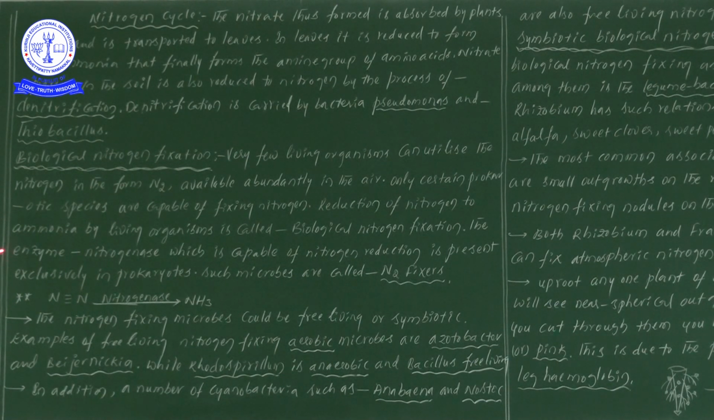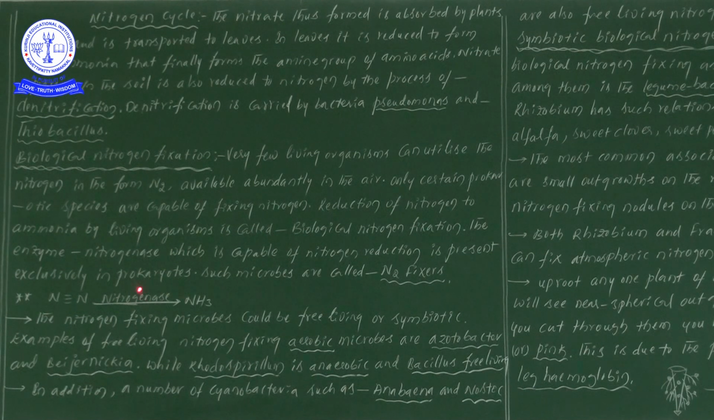Next one, the enzyme nitrogenase, which is capable of nitrogen reduction. Nitrogen reduction is nothing but a kind of ammonia preparation. From our knowledge point of view, in oxidation and reduction, reduction is nothing but addition of hydrogens or removal of oxygens, we will see now. So when this entire process takes place, it is mediated by the enzyme known as nitrogenase.